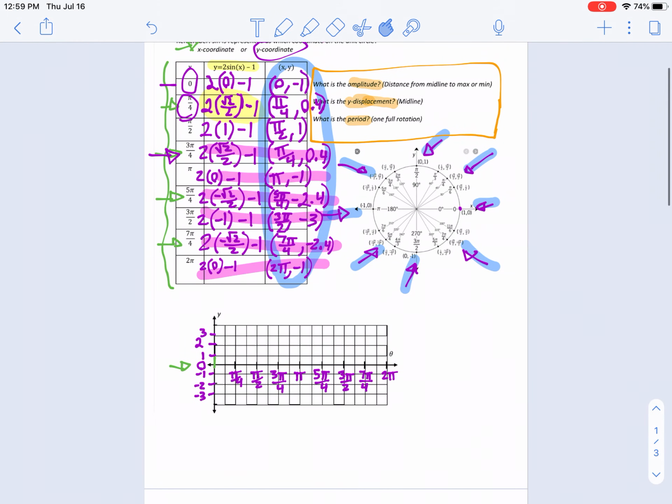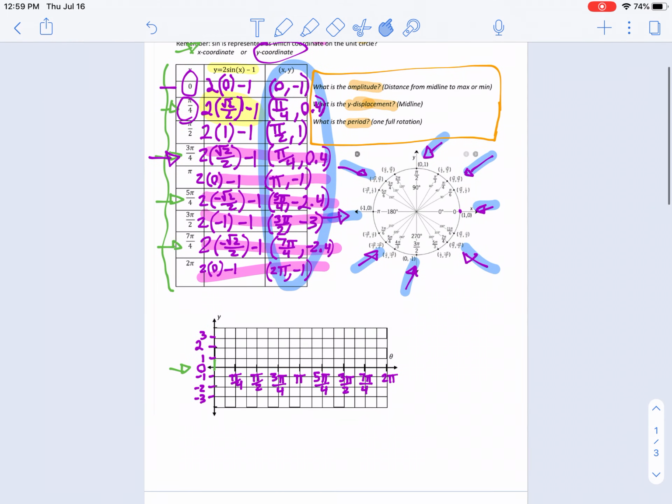Let me zoom out, sorry. I just followed the angles that they gave me. Those angles I circled in green. I took those and literally just copied those along the x-axis.